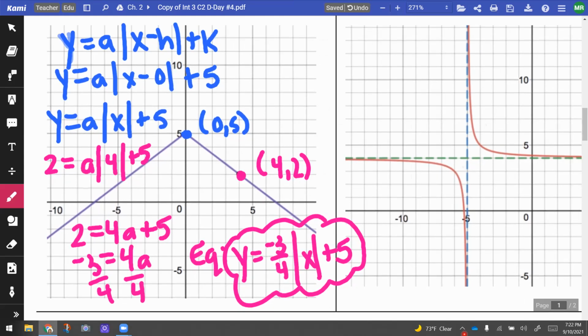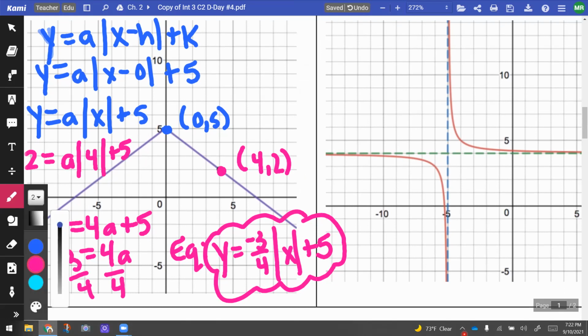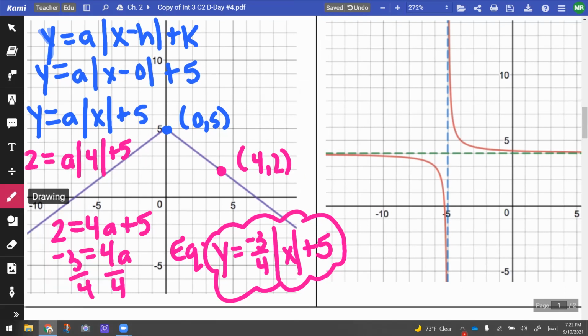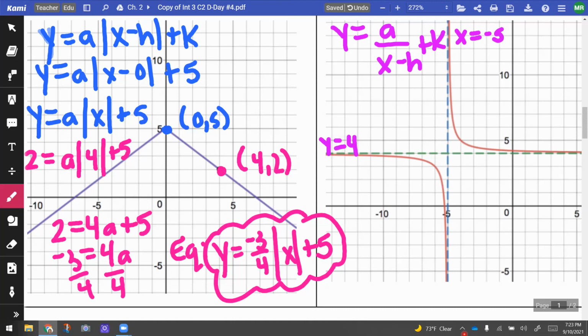Now on the next one, this is one of the reciprocal functions. And so these reciprocal functions are y is equal to a over x minus h plus k. And I look at the asymptotes. So I have an asymptote. My vertical one is at x equal -5. Let me write that better. At x equal -5. And my horizontal one is at y equal 4. So that's going to go in for my h and k.